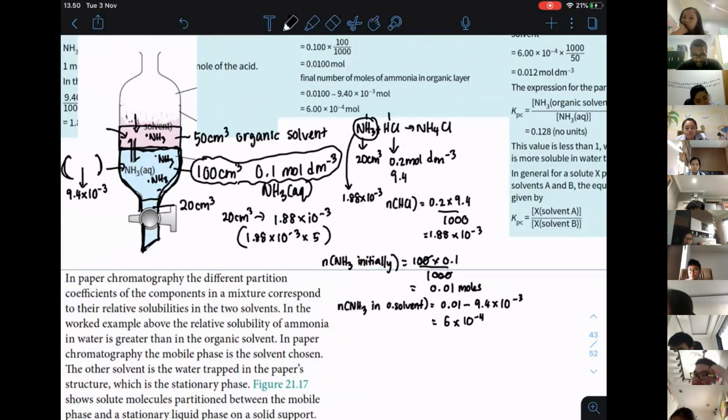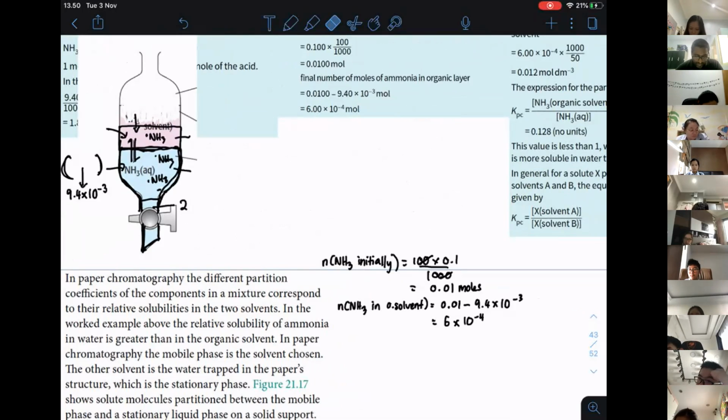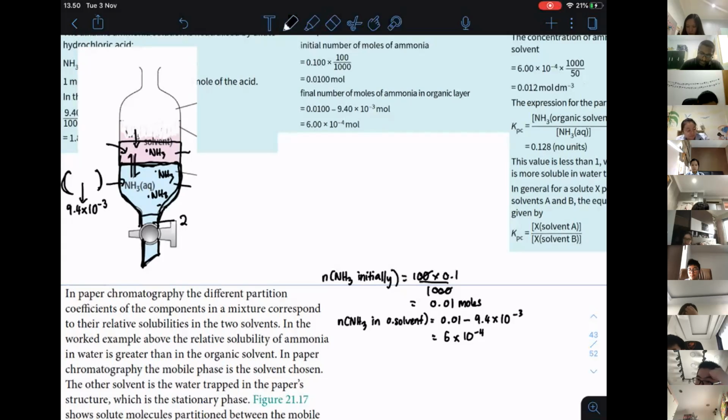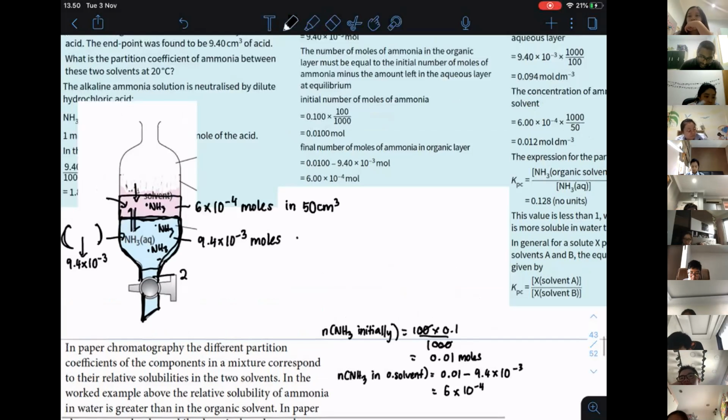Yes. Okay. So now, all these are not important anymore, so I'll just erase this part. What I have over here now is 9.4 times 10 negative 3 moles of ammonia, and here is 6 times 10 negative 4 moles of ammonia. This one is in 50 cm cube, and this one is in 100 cm cube. So these are the information that we have.